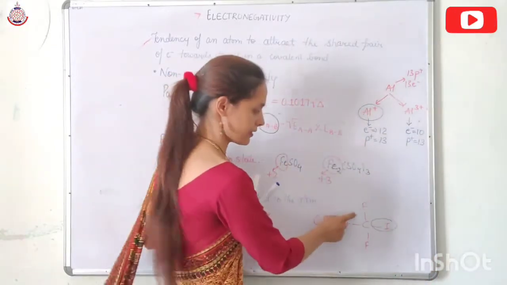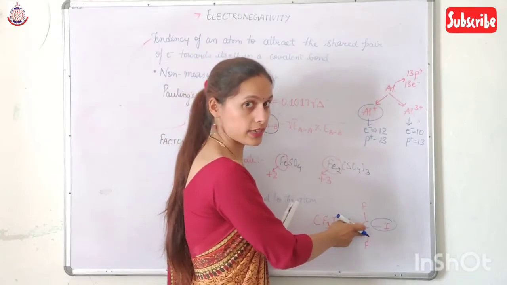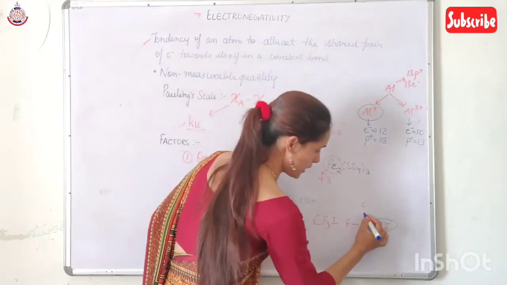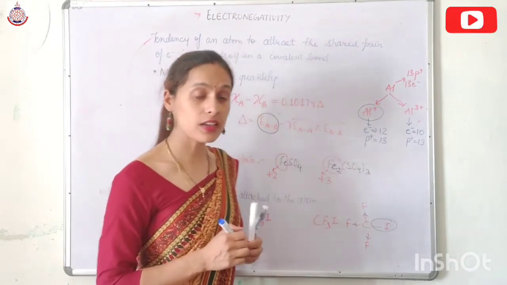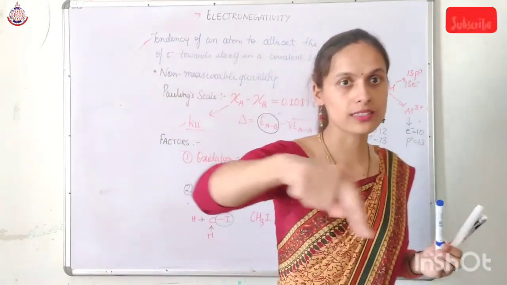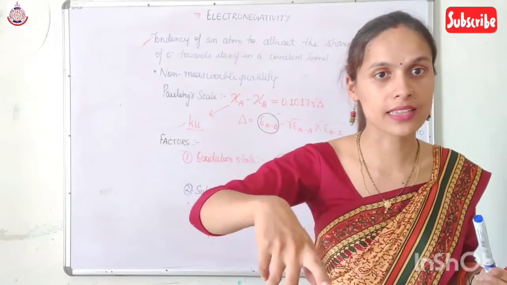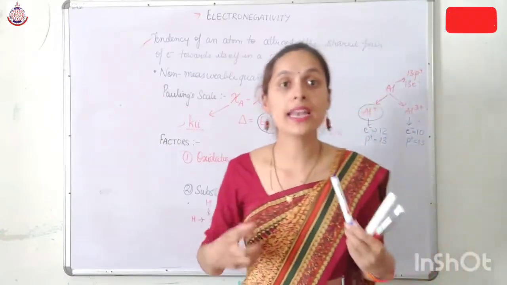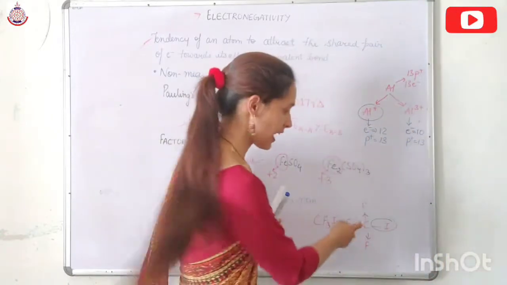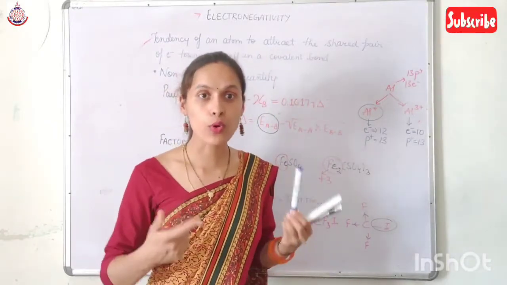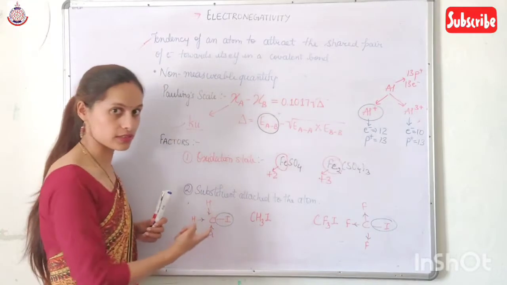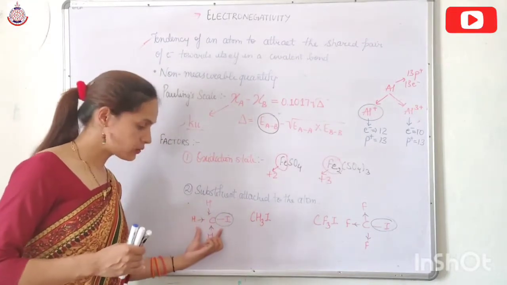Now in this case, fluorine is more electronegative than carbon, so fluorine attracts the shared pair of electrons towards itself, as a result of which the electron cloud density around the carbon decreases. Now carbon requires electrons, so this carbon becomes electronegative. This carbon becomes more electronegative as compared to this. Clear?